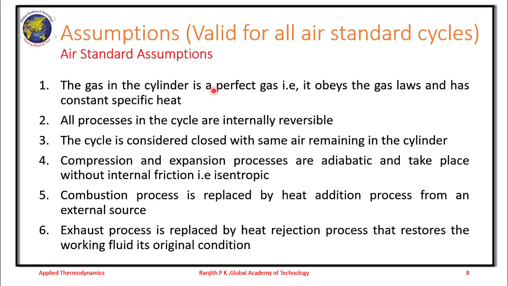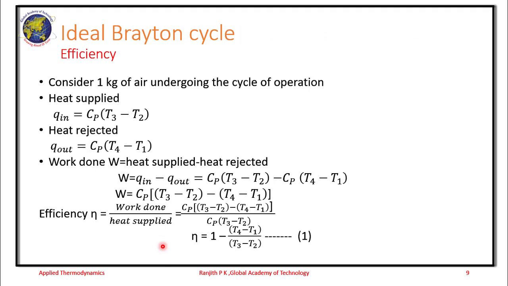That is, the gas in the cylinder is a perfect gas. It obeys all the gas laws and the specific heat is constant. All the processes are internally reversible. The cycle is considered to be closed. Compression and expansion are adiabatic and without any internal friction. The combustion process is replaced by a heat addition process, and the exhaust process is replaced by a heat rejection process. And at the end of exhaust, it ensures that the fluid is restored to its original condition.